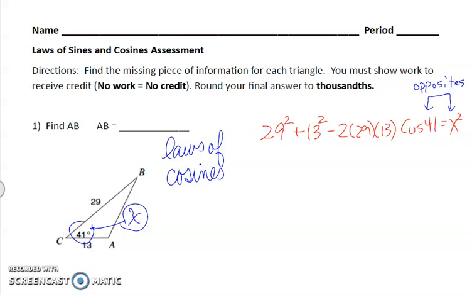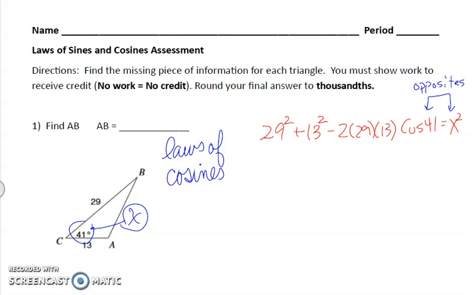If you have both numbers, it's law of sines. If you don't have both numbers, like in problem number 1, it's law of cosines. So the 41 gets paired up with the AB side, or x. We don't have the length of AB, so we don't have a complete pair.